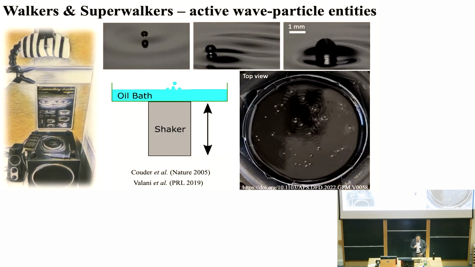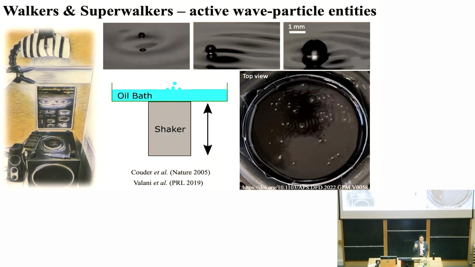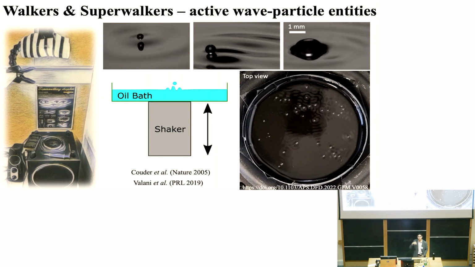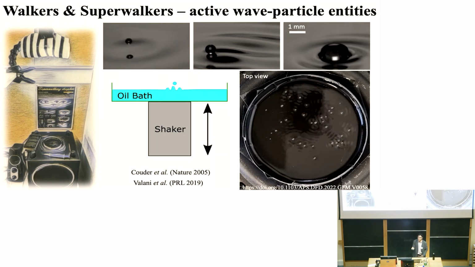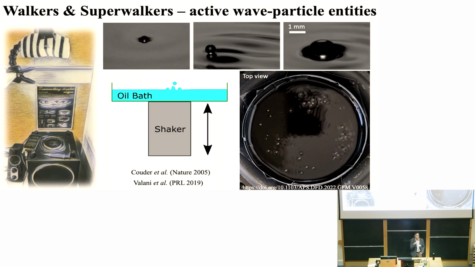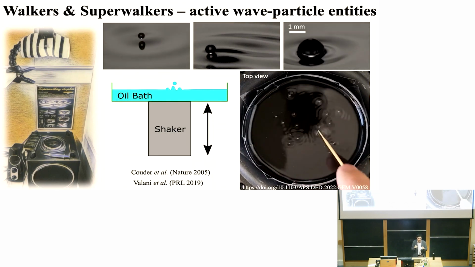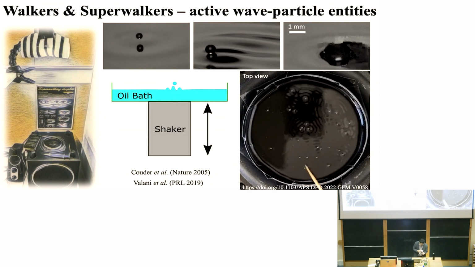Second is that there is memory in the system, and that is because the waves created by the droplet decay very slowly in time. So the droplet is not only influenced by the most recent wave that it created, but also by the waves it created, let's say, 10 or 20 bounces before, right? So we have this idea of path memory in the system.